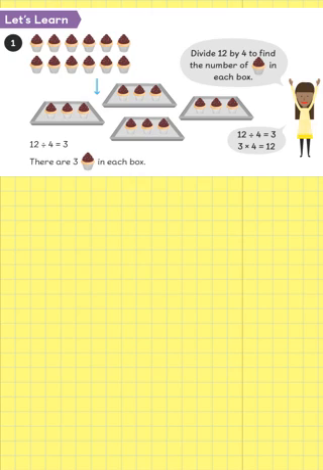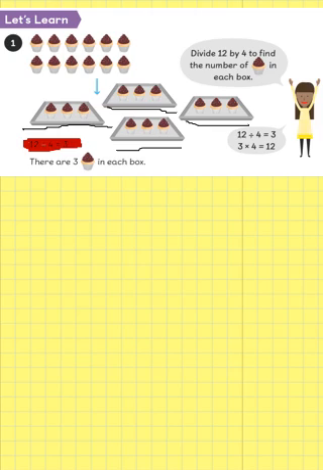So we've already expressed the fact that we have 12 cupcakes in total. That is our number that we are dividing by 4. And we need to divide by 4 to find out how many there are in each box. You can see here that there are 4 boxes clearly shown, and that each of these boxes has, as we've said previously, 3 in each. We therefore know that our calculation is going to be 12 divided by 4 equals 3.